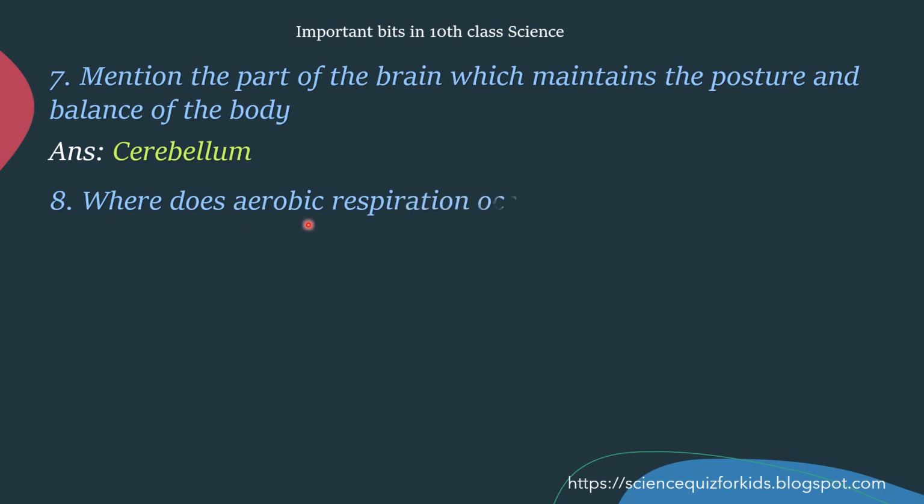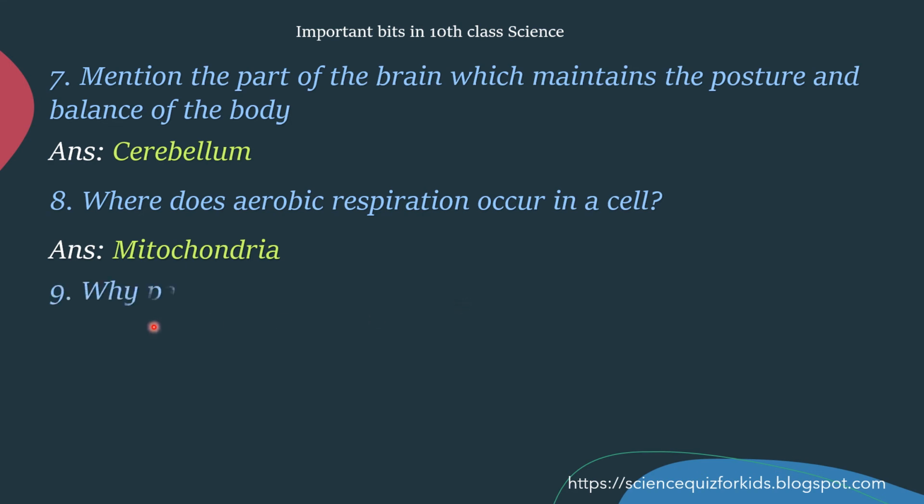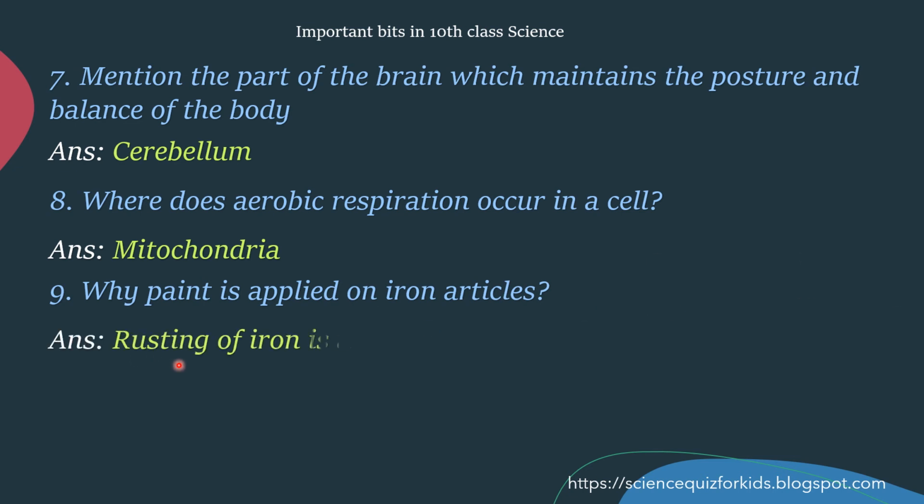Where does aerobic respiration occur in a cell? Mitochondria. Why paint is applied on iron articles? Rusting of iron is a redox reaction.